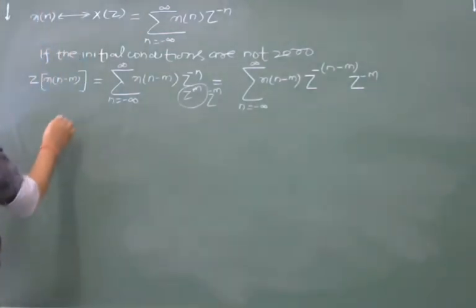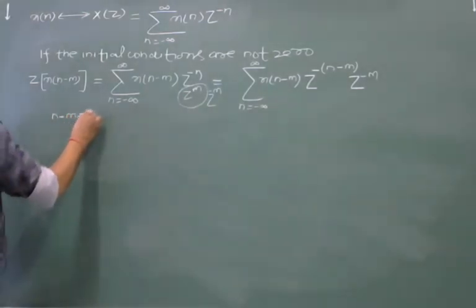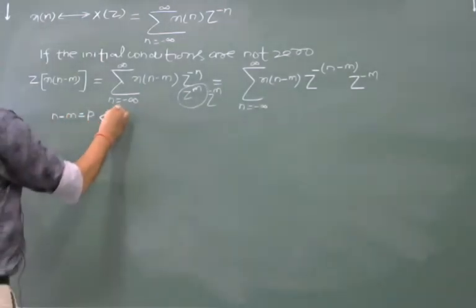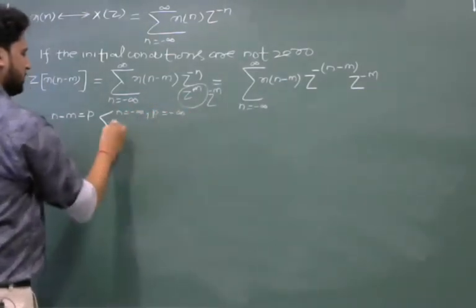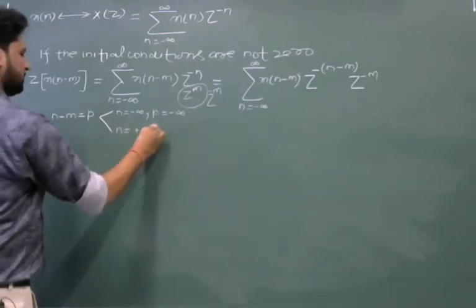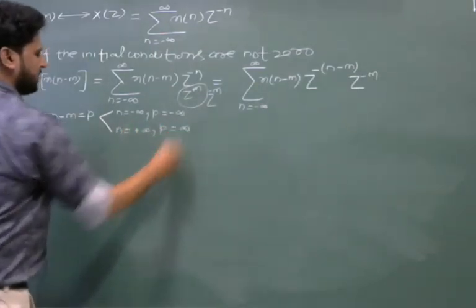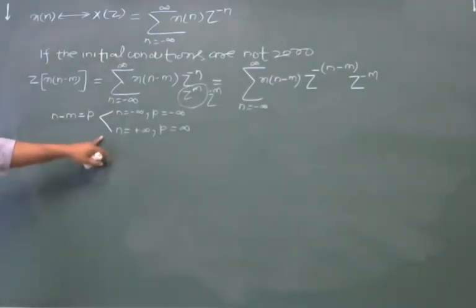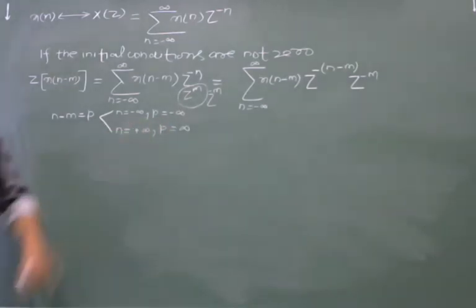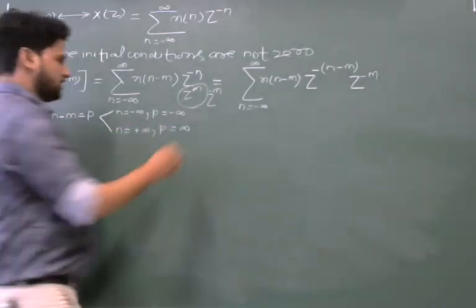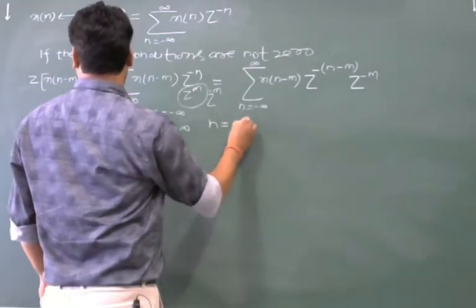Further, now again assume n minus m is equal to p. Similarly, when n will be equal to minus infinite, p will also become minus infinite. When n becomes plus infinite, p will also become plus infinite. It means there is no change in the limit after replacing the variable n minus m as p. After substituting this n minus m as p, the limit will remain the same, from minus infinite to plus infinite. And now this n can be written as m plus p.